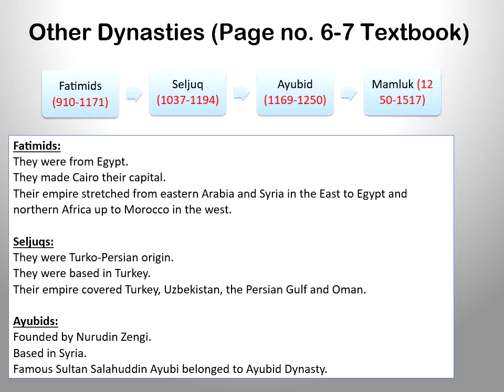The Seljuks were of Turco-Persian origin. They were based in Turkey. Their empire covered Turkey, Uzbekistan, the Persian Gulf and Oman. The Ayyubids were founded by Nuruddin Zangi and based in Syria. The famous Sultan Salahuddin Ayyubi belonged to the Ayyubid dynasty, and let me tell you, Sultan Salahuddin Ayyubi is one of those figures who really contributed. He was a skilled man, and he is known for his generosity as well.